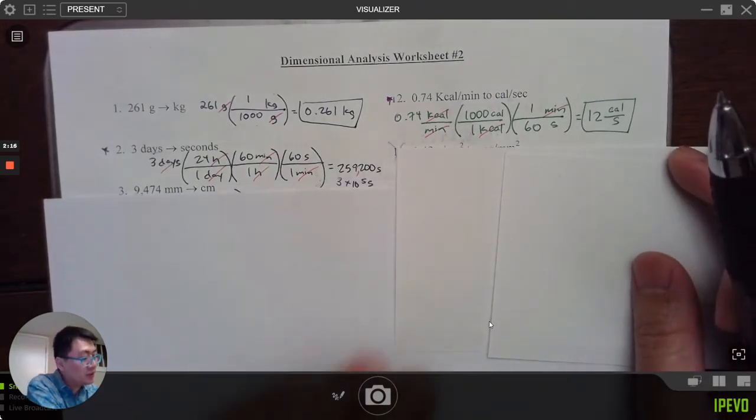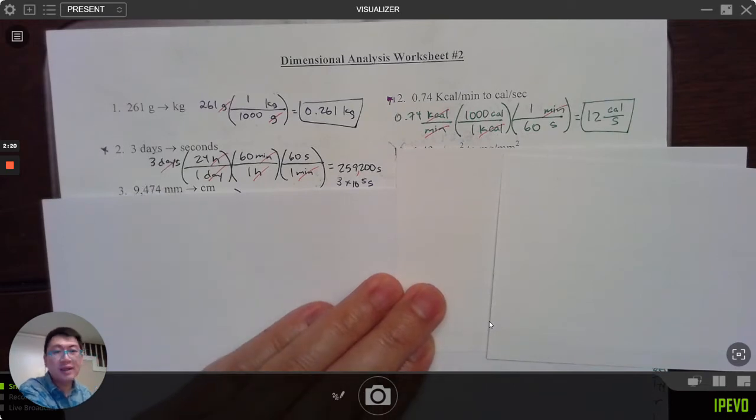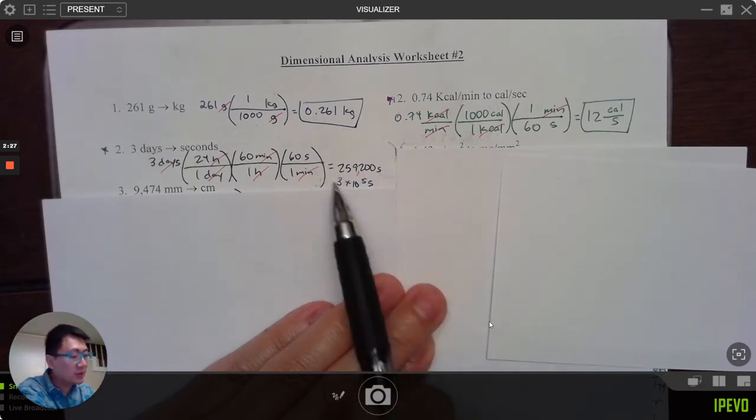Okay, if you want to see that 3 days as one sig fig, then you would write that as 3 times 10 to the 5th. But if you want to see that as 3 exact days, meaning an infinite number of sig figs, then in that case, these would all be significant.